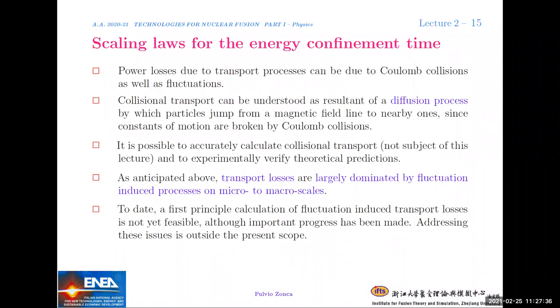So at this point, I think we are just in time for a break, because we shift the topic to the various types of energy confinement time. So let's take a 10 minutes break.